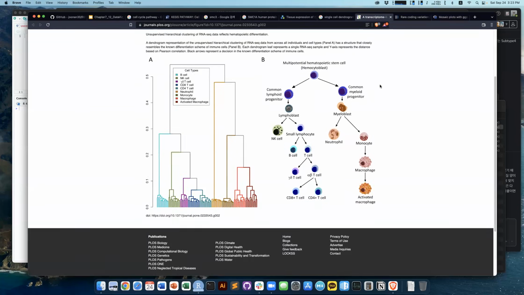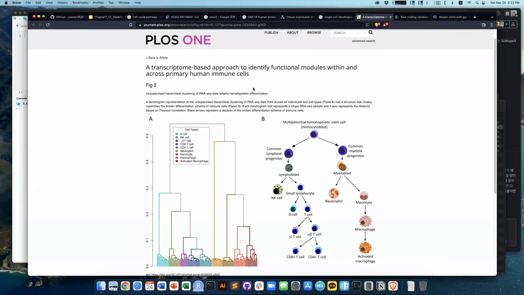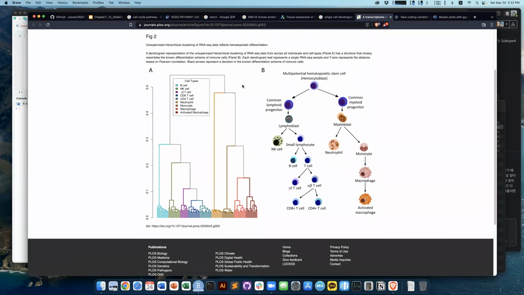Okay, so if you look at this information, this is about which tissue was measured, probably one of the immune tissues. Then you look at the cell information based on their expression, then you make a relationship between the cell types, right? So how many cell types are here? B cell, NK cell, gamma delta T cell, and CD8, CD4, neutrophil, and monocytes, and macrophage, and active macrophage, right?